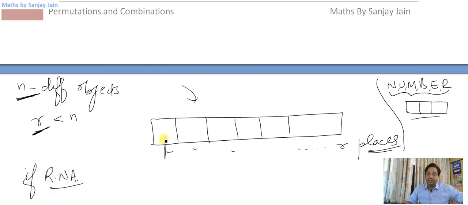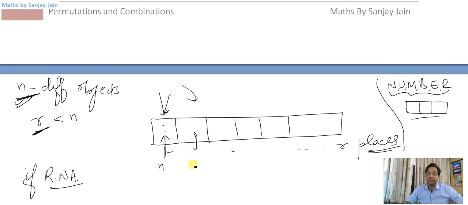I have options to place. For example, to fill this first place, I have got n options, right? So out of these n objects, I can place any object in the first place. Total r objects I'll use, but for the first place, I have got n options. Out of all these n, I can place any of the objects at the first place.